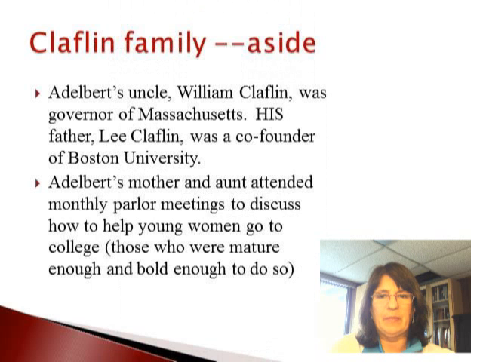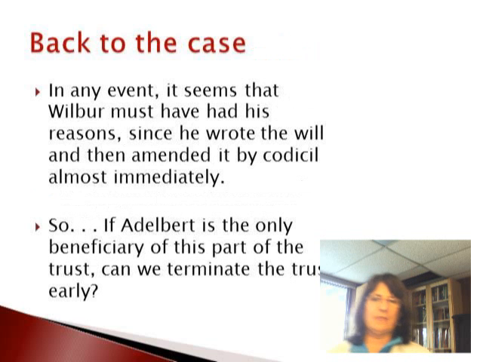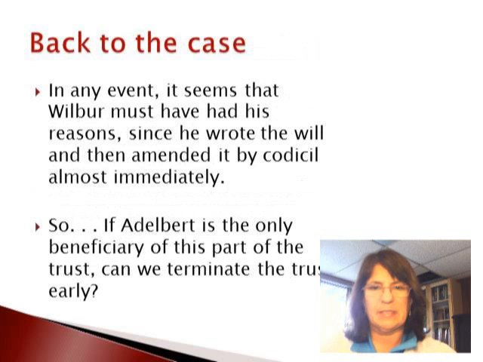Okay, another side note about the family. Adelbert's uncle William was the governor of Massachusetts. I think he was also a U.S. representative. And his father was a co-founder of Boston University. And the two of them also gave money to establish Claflin University in South Carolina. And Adelbert's mother and aunt would attend parlor meetings to discuss how to help young women go to college, those who were mature enough and bold enough to do so. Okay, but back to the case. It seems like Wilbur must have had his reasons for spreading out the payments, since he wrote the will and then amended it almost immediately.